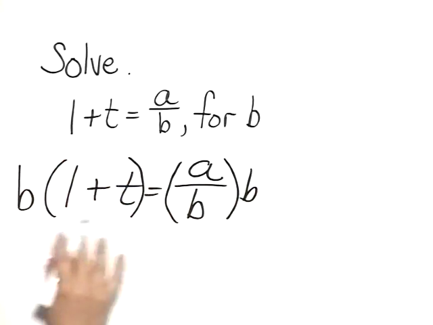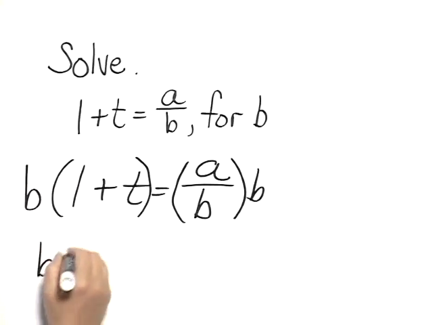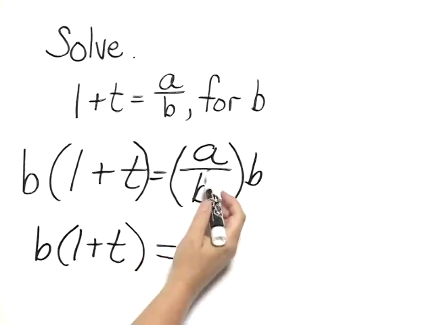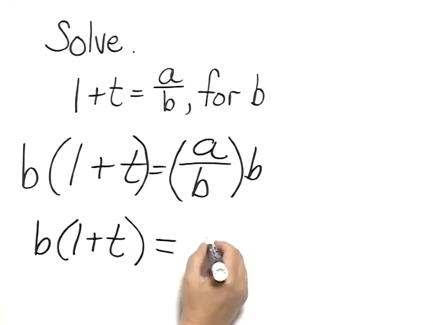When I do that, I'm not going to multiply this out here. I have b times 1 plus t equals a divided by b times b, which is a. Now I no longer have b as a denominator.